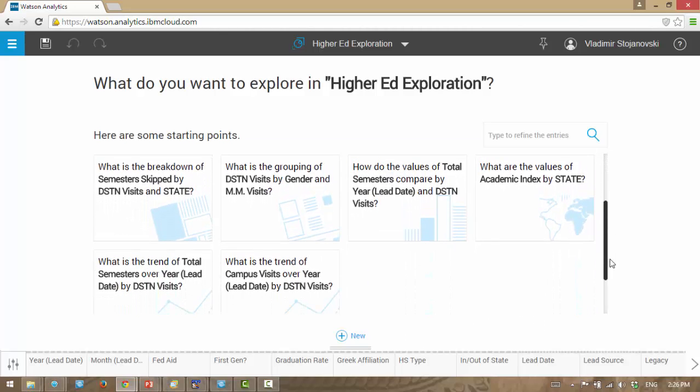Here's one example that is of interest. What are the values of academic index by state? Academic index is a score that our admissions department assigns to every incoming student. And we believe this to be very important in determining how well students will do and whether they will graduate at our institution. So the quality of our students is something that's very important to us, and Watson Analytics proposes to show us the geographic distribution of academic index. So let's go ahead and click on this.